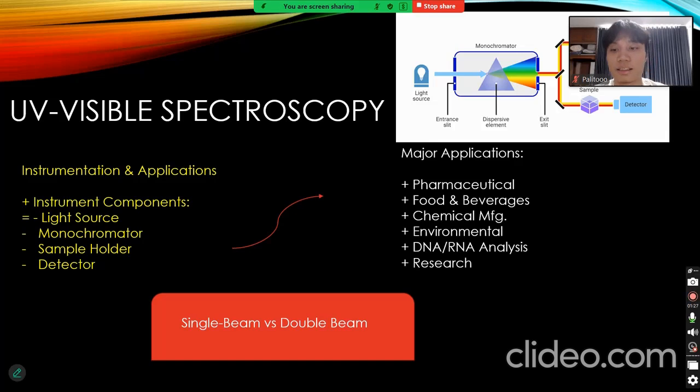There is also a highlight, single beam versus double beam: the simpler design and lower cost of the single beam, versus the better stability and higher accuracy of the double beam.